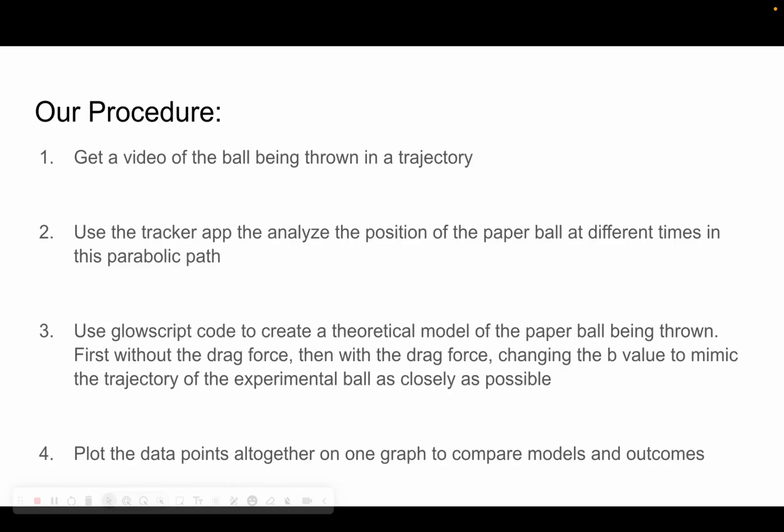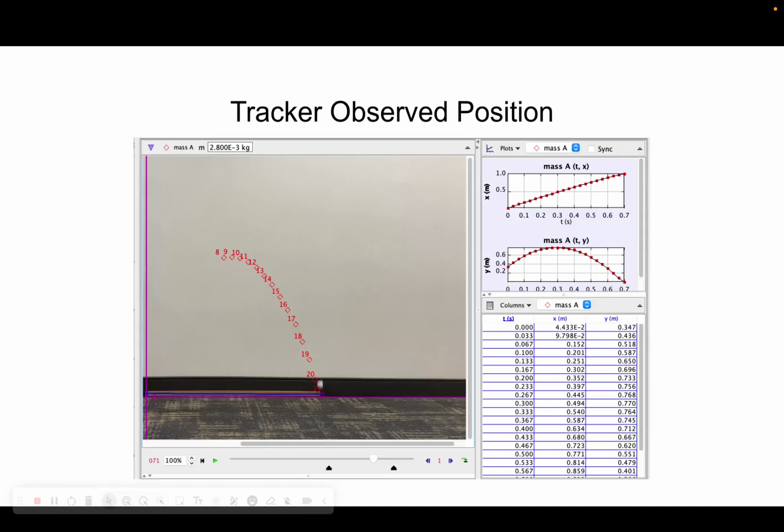Our procedure: first, we get a video of the ball being thrown in trajectory. Then we use a tracker app to analyze the position of the paper ball at different times in the parabolic path. Then we use a GlowScript code to create a theoretical model of the paper ball being thrown, first without drag force, then with the drag force, changing the b value to mimic the trajectory of the experimental ball as closely as possible. And then we plot these data points all together on one graph to compare the models and outcomes.